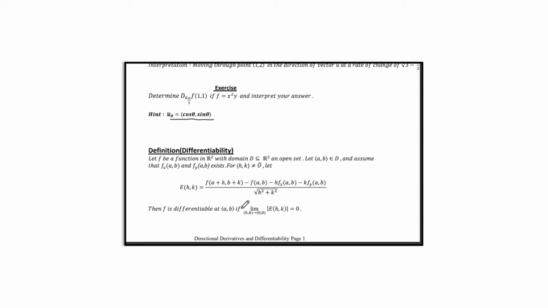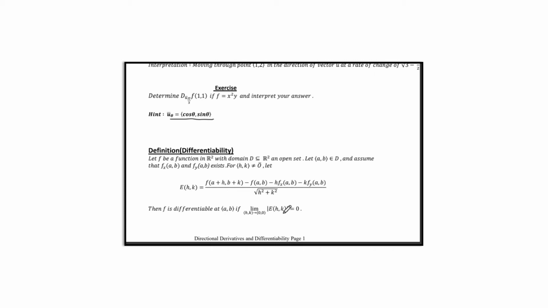So the first thing to do will be to determine your E of h, k, right? You determine it and then you take its limit as (h, k) approaches 0. If your limit equals 0, that means f is differentiable at point (a, b). If it's not, that means f is not differentiable. So if this is not equal to 0 here, that means f is not differentiable at point (a, b), right?